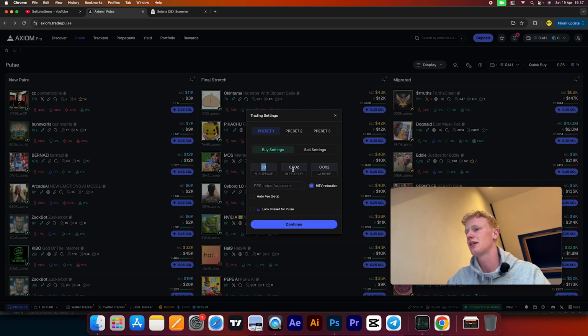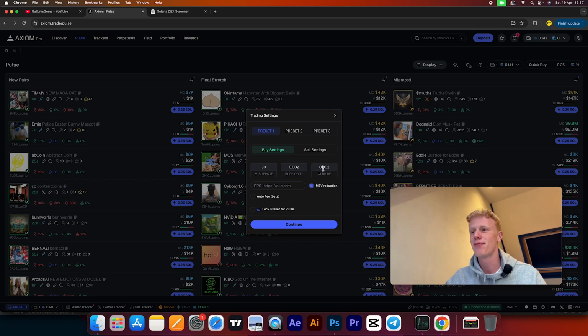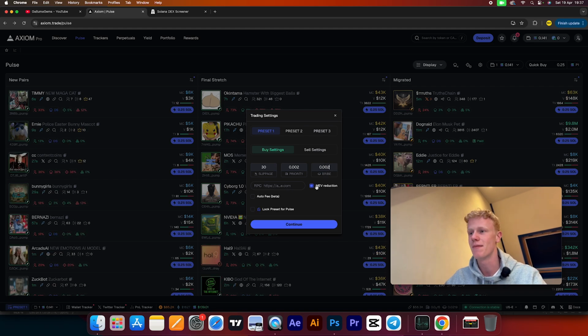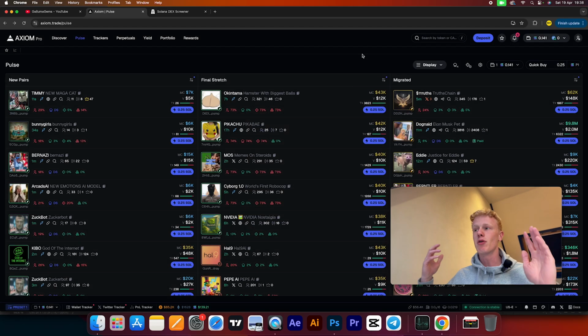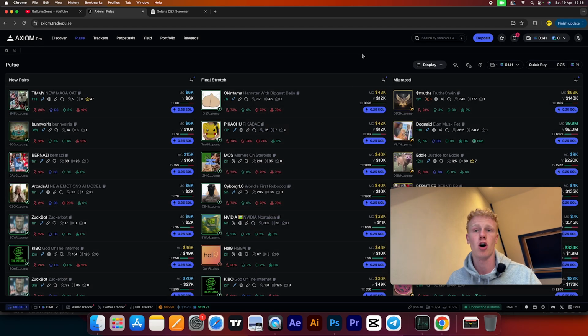What this does is it allows you to get into trades faster than anyone else, simply because we are upping our priority and bribe fee. And MEV protection just means we will not be sandwiched, so make sure that's enabled. Now that you have done that, you're good to go and we can start scalp trading.